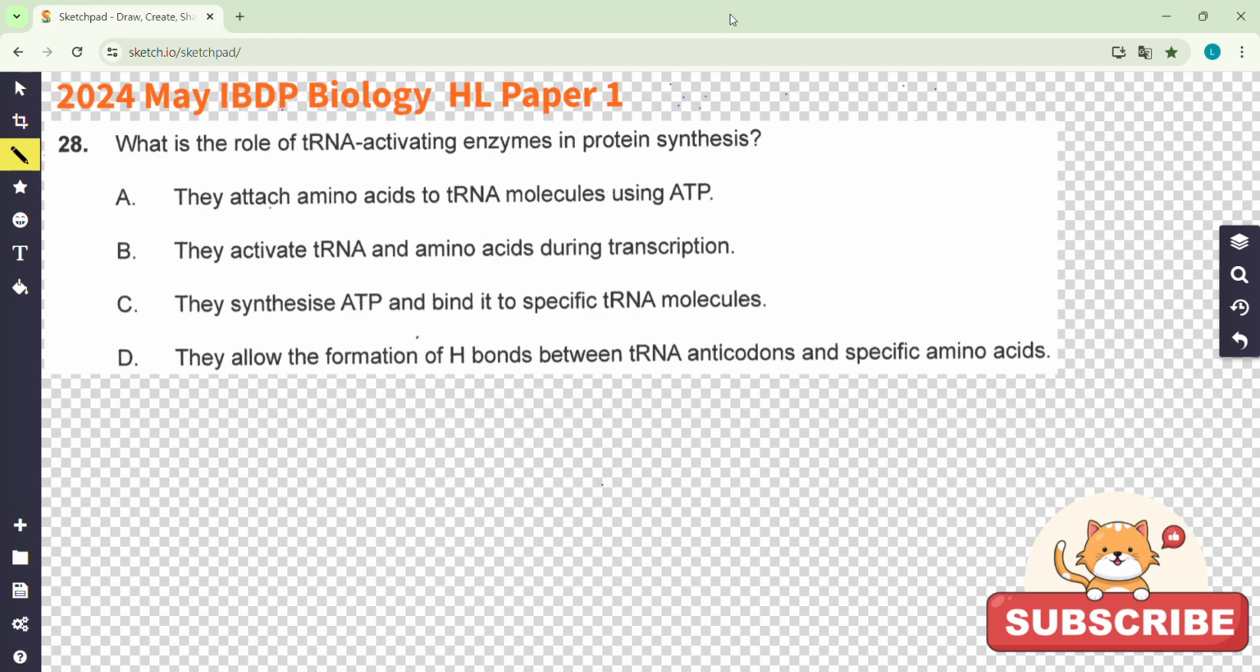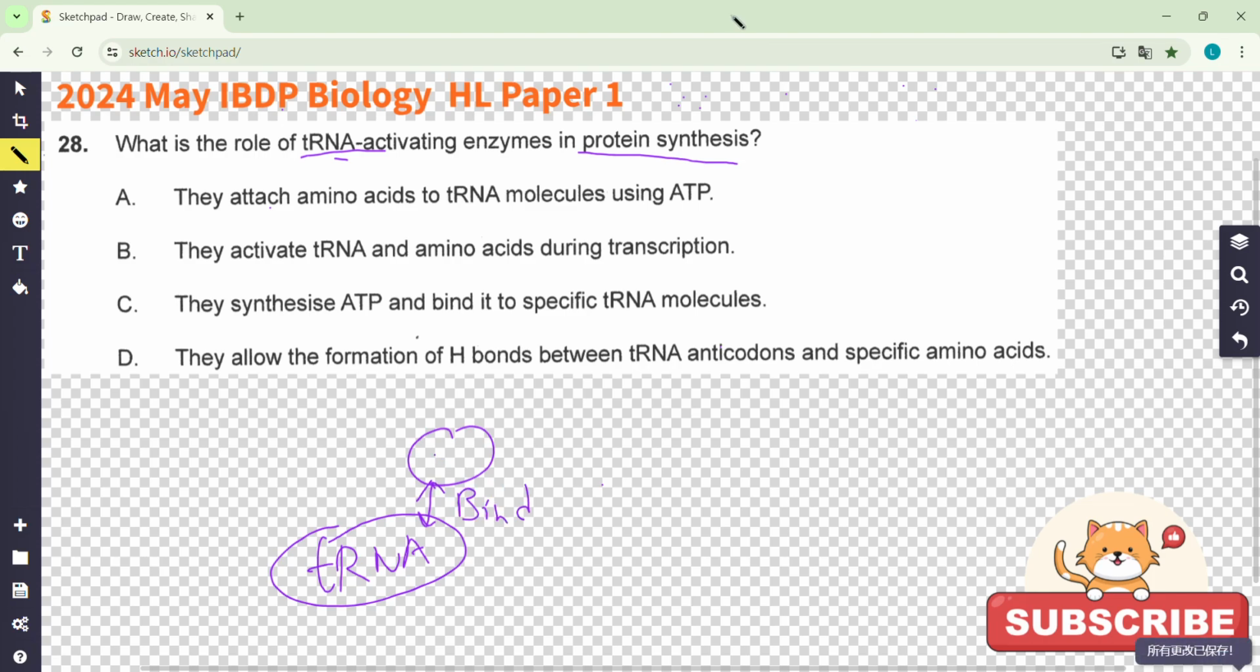Question 28 is about tRNA protein synthesis. I remember tRNA joined with the amino acid. Yeah, it binds with the amino acid, joins to it, forming some bonds first. Okay, I remember it.